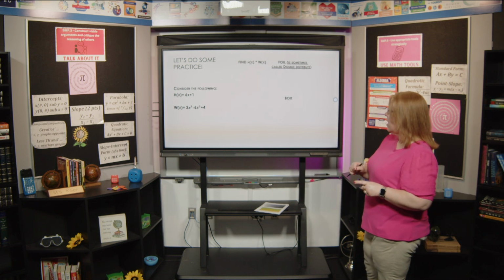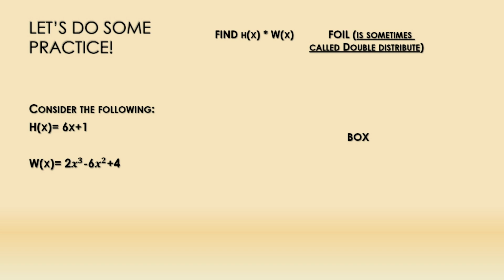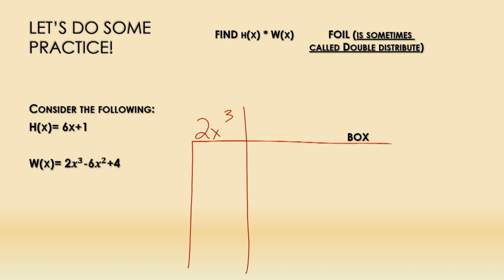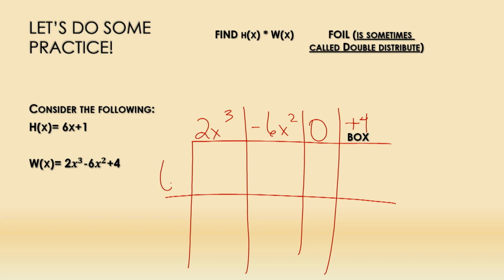And then we have our box. I think I'm going to use box for this. So I'm going to go ahead and draw my box. And then I'm going to put my largest on top, which is 2x to the third minus 6x squared. I don't have anything for just my plain x. And then I'm going to put plus 4. I have two terms on the side, 6x plus 1. I'm going to multiply from top to side, and let's see what we get.